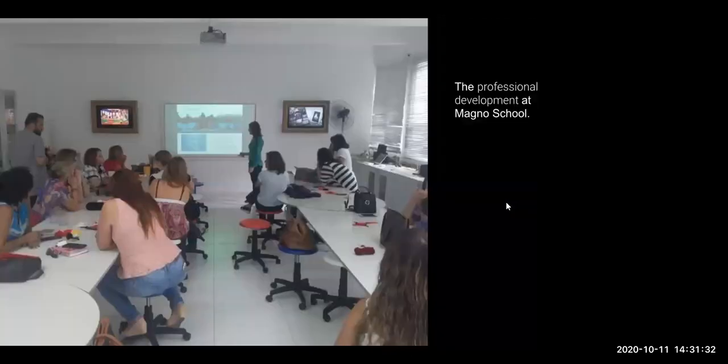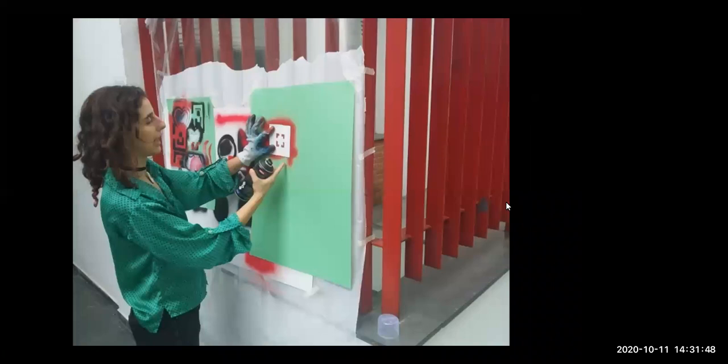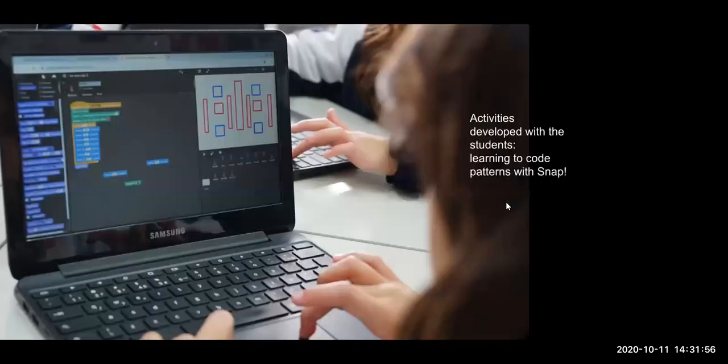So here is the educational encounter we did in the school in São Paulo. There were people also from the public school network from Guarulhos, which is a nearby city council. And I pretty much presented my work. Next slide. I showed them how to do the laser cut stencils and use spray painting. Next slide. And then Miriam developed with the students on the use of Snap.